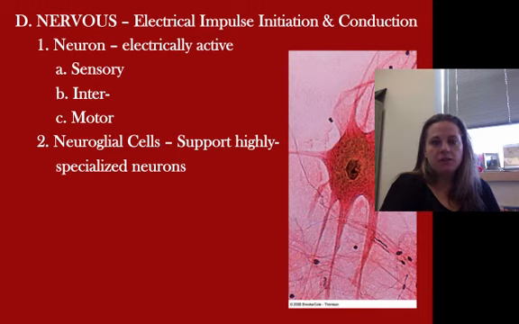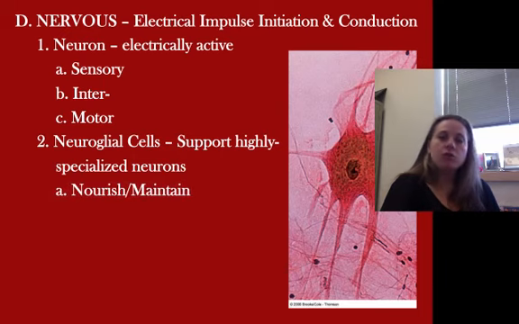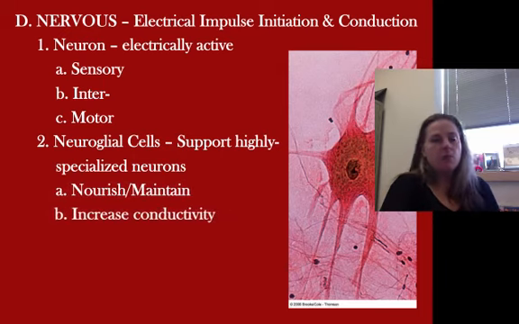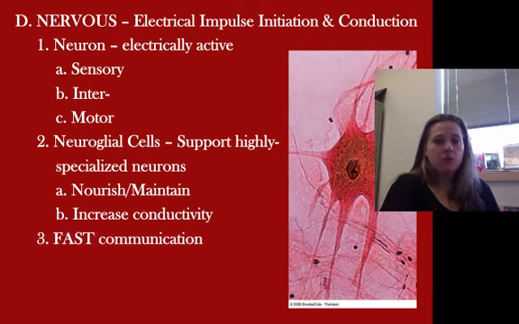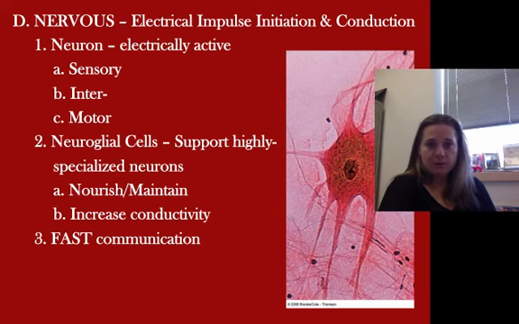Neuroglial cells are found in there. They're highly specialized cells that support our neurons and make that signaling much more likely. They support them by nourishing them, by maintaining them, by helping increase conductivity. And again, we'll get into more of this down the road. Amazingly fast communication between neurons. It's a pretty neat tissue itself too, and we'll explore a little bit more of this as well.